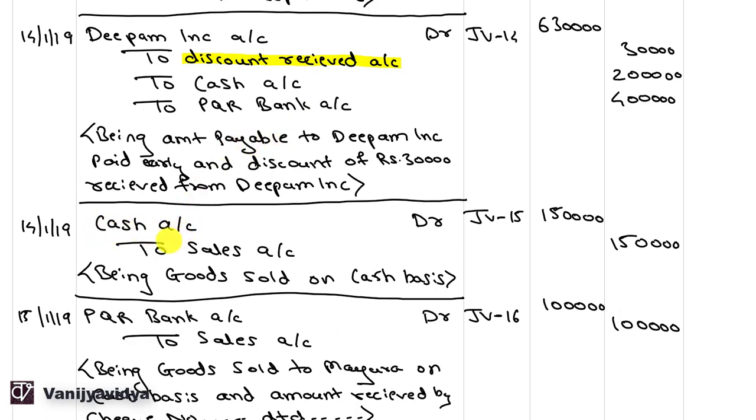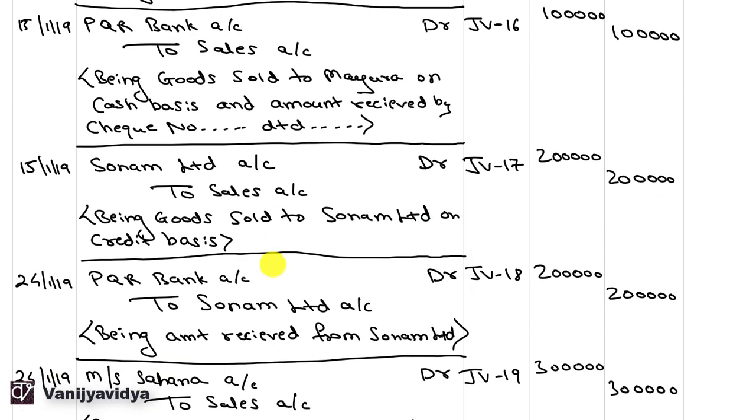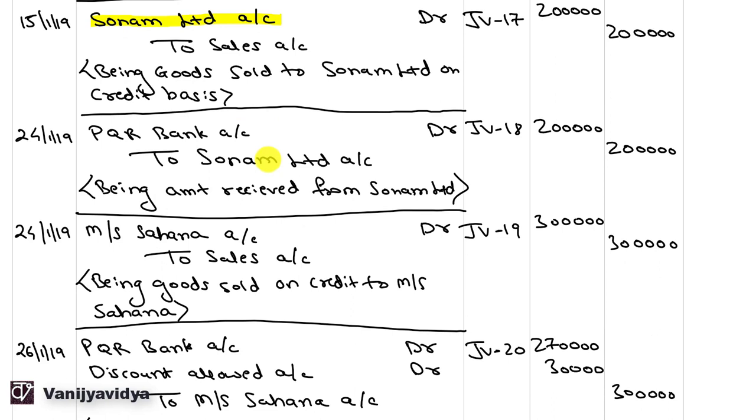Next, JV15, cash account to sales account. Now sales account is a new account here. Next, JV16, PQR bank account to sales account. Both of them are already considered. JV17, Sonam Limited account to sales account. So sales account we have already considered. Sonam Limited is a new ledger account here. JV18, PQR bank account to Sonam Limited. Both of them are considered.